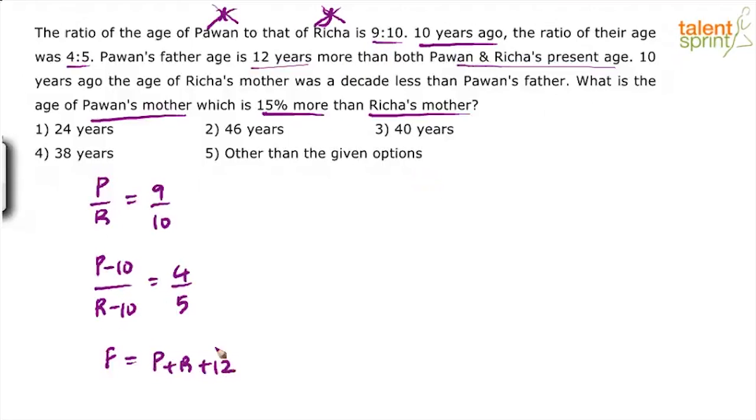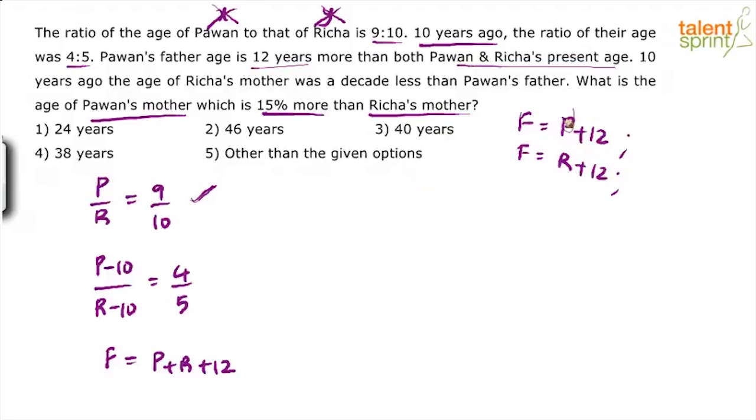Now, how did I decide this, or how should we decide this? See, very clearly from the first statement itself, we know that Pawan and Richa are not equal in age. Their ages are different, right? Pawan's age is 9 parts, Richa's age is 10 parts. So if you say Pawan's father, F equals P plus 12 and also F equals R plus 12, how is it possible?